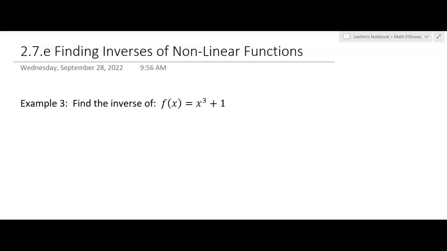So we have two examples here where we're finding inverses. We're going to go through the steps again, but they're not linear this time. They're not linear functions. Okay, so here comes our first example. You can see it's a cubic function, right?